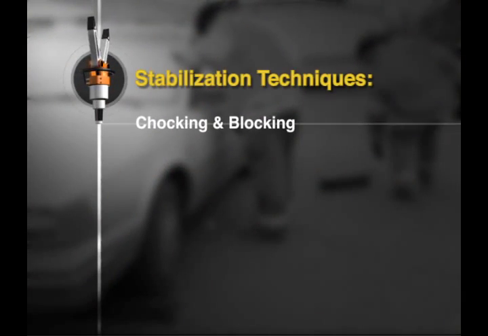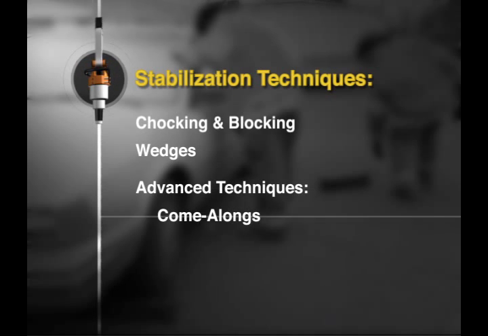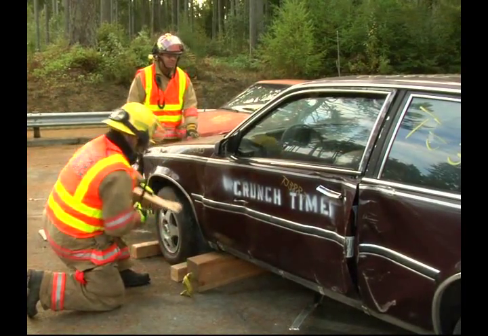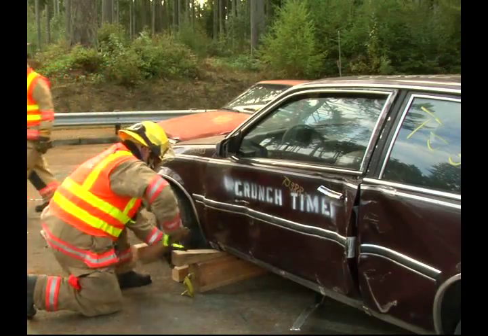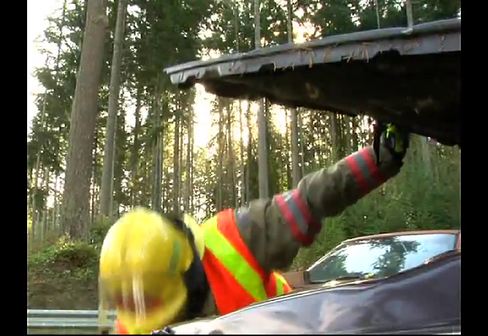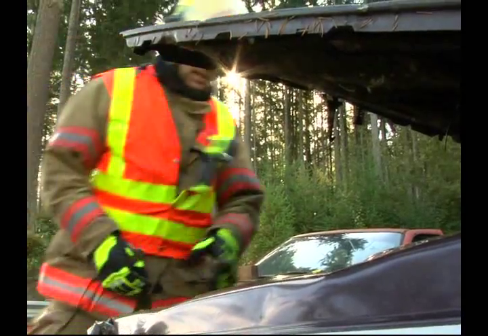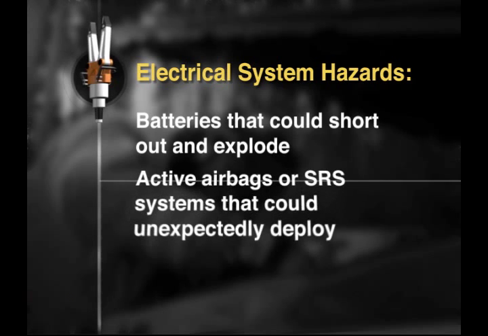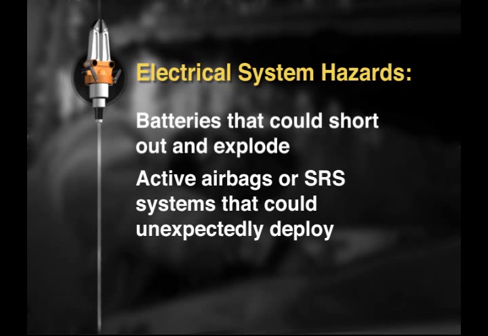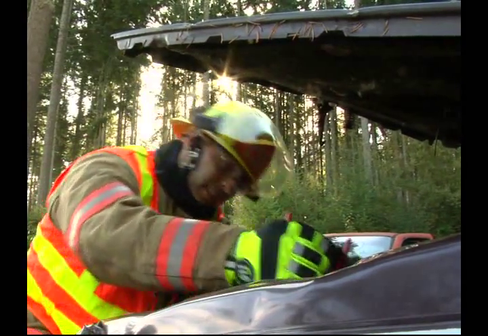Stabilization can vary from chocking and blocking the wheels or using wedges to more advanced techniques that may include come-alongs or a tension buttress system. Once the vehicle is stabilized, the electrical system must be disabled. After a crash, a vehicle's electrical system may still be working, or worse, damaged and malfunctioning. An active electrical system has many hazards, including batteries that could short out and explode, and SRS systems that could unexpectedly deploy. Disabling the 12-volt battery helps reduce these hazards.